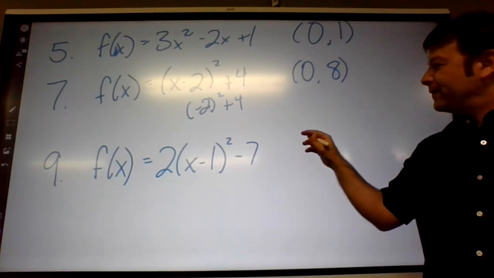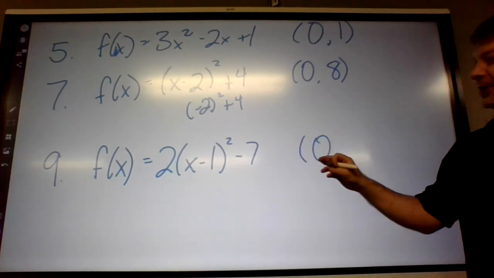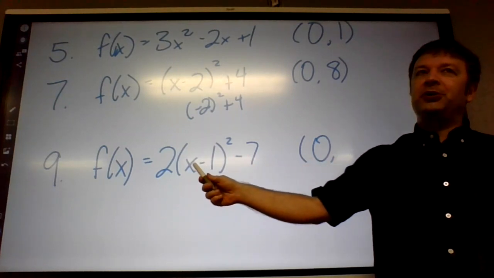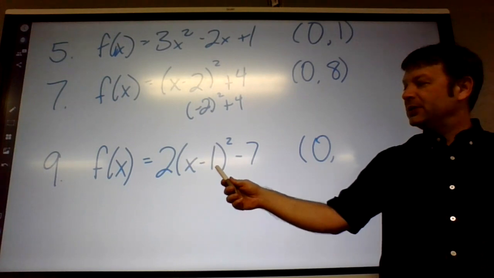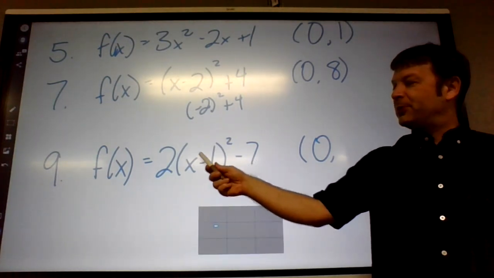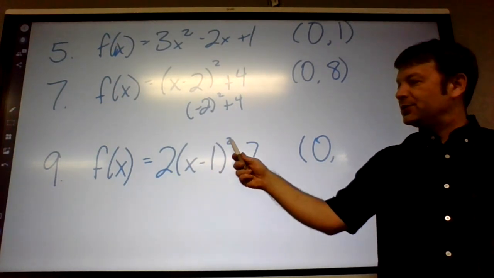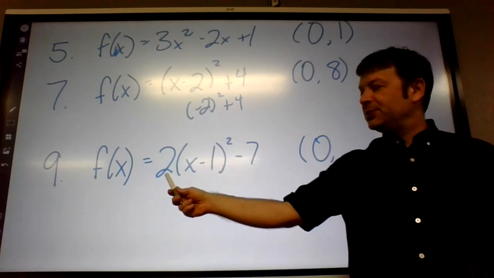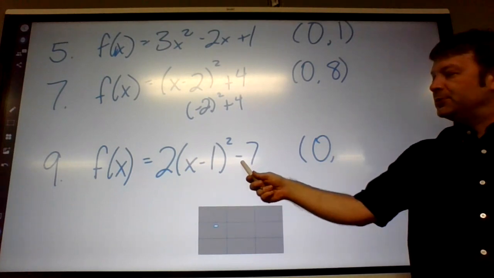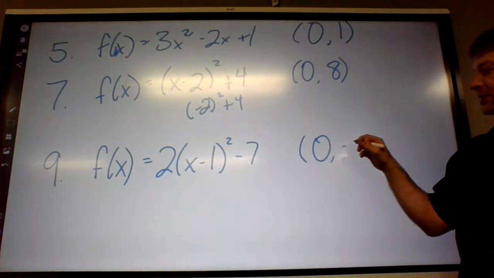If we plug in 0 here, you could do this on a calculator. 0 minus 1 is -1. -1 squared, exponent comes before multiplied. -1 squared is +1 times 2 is 2. 2 minus 7 is -5.